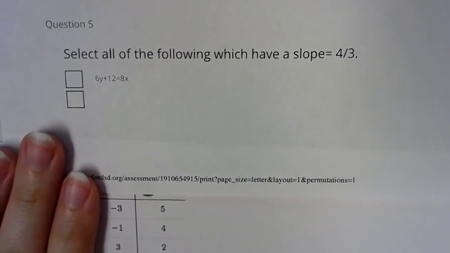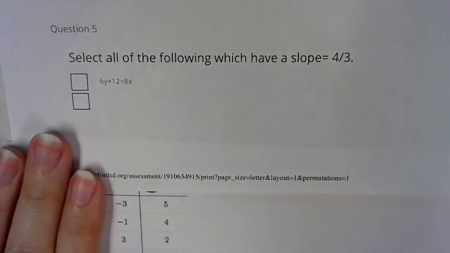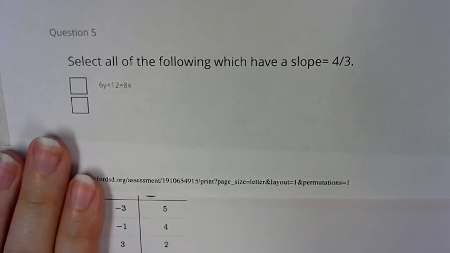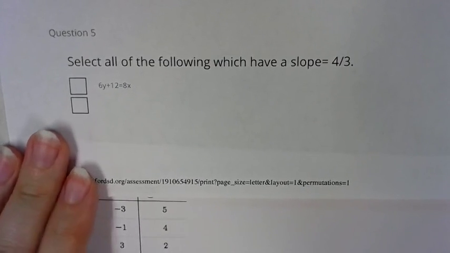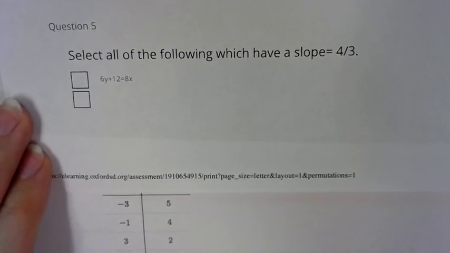So this is question 5 from the quick check, and it asks you to select all of the following which have a slope of positive 4 over 3. So in order to find that, we need to look at every single one of the answer choices and determine what the slope for each one of those answer choices is.